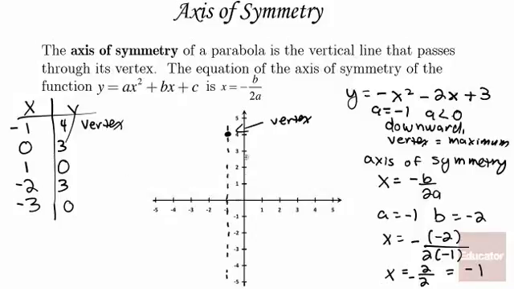When x is 0, y is 3. When x is 1, y is 0. When x is negative 2, y is 3. And when x is negative 3, y is 0. Okay, so I've got some good points to go ahead and plot out and draw my graph.